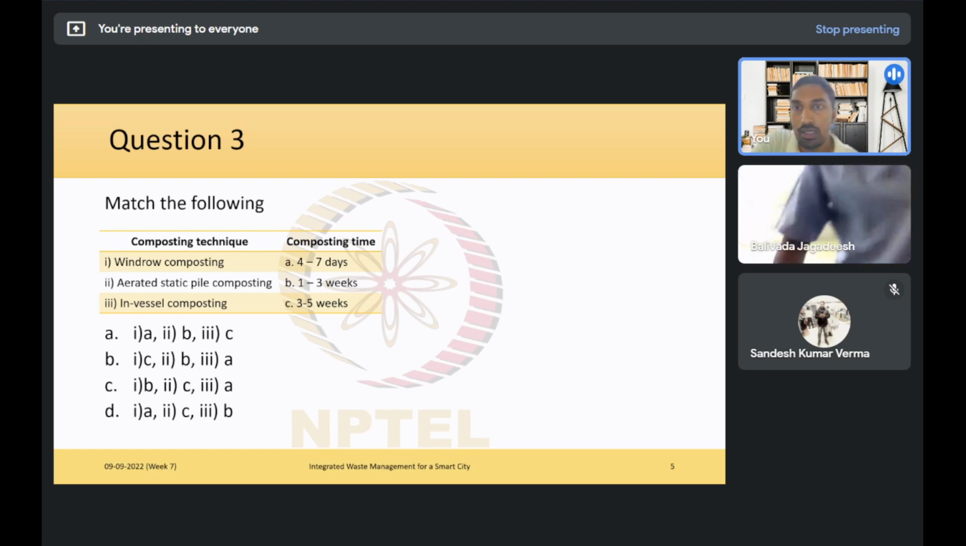So here we have to match the items given in column A to those in column B. We have different composting techniques listed out in column A: windrow composting, aerated static pile composting, and in-vessel composting. And in column B, we are given three different ranges or durations, which is the composting time. So we have to match the composting technique with the time it takes for completing the composting using that technique, right? We have different options given here, listing different matches.